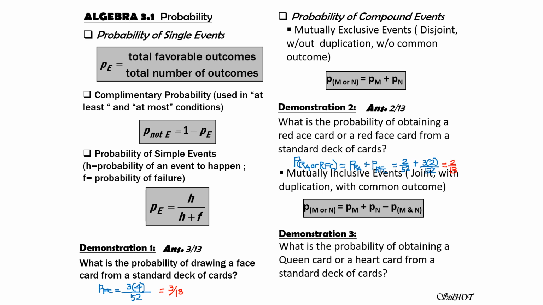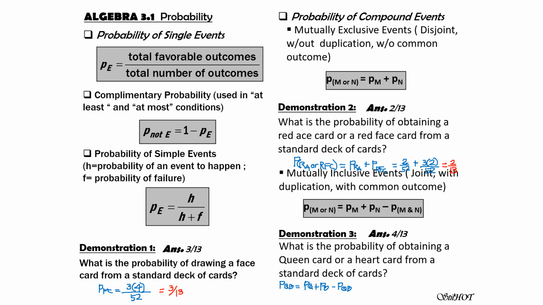So using the formula, probability of obtaining a queen or heart card is equal to probability of obtaining a queen card plus probability of obtaining a heart card. Although you may not use the formula, we can just use common sense here, minus the probability that the queen card is also a heart card.